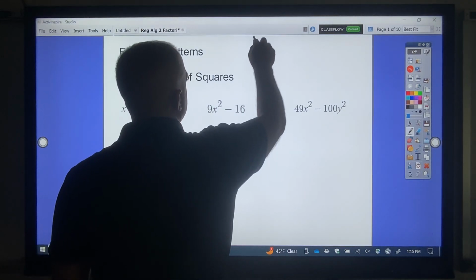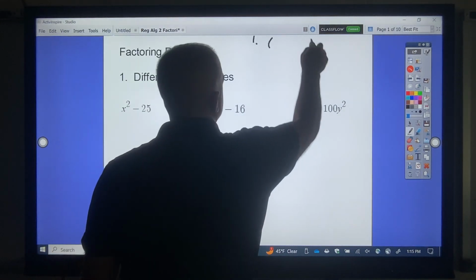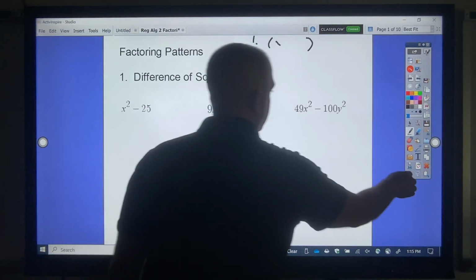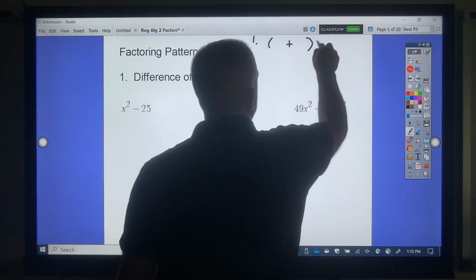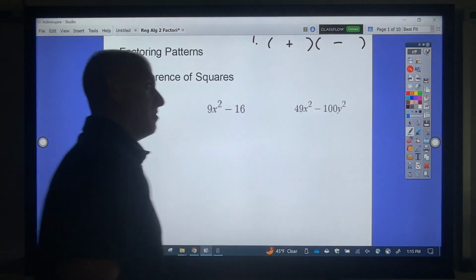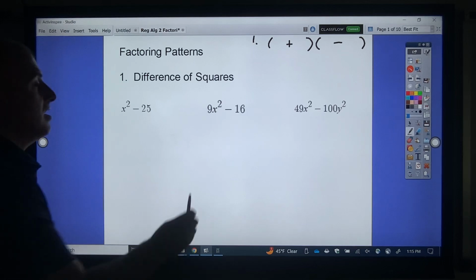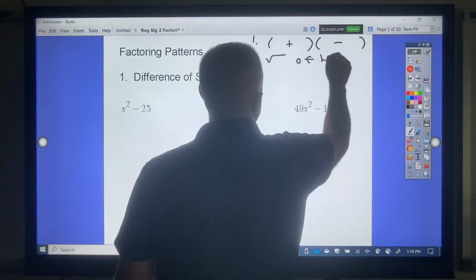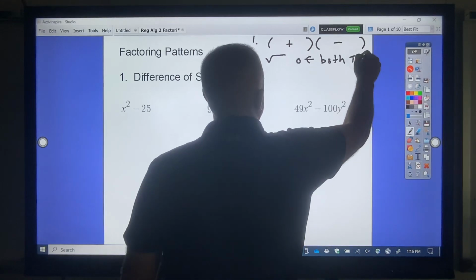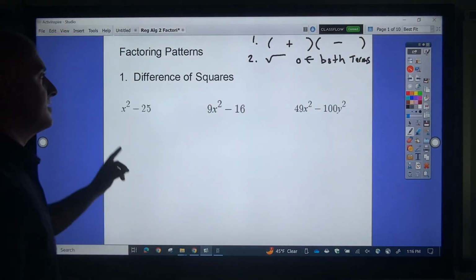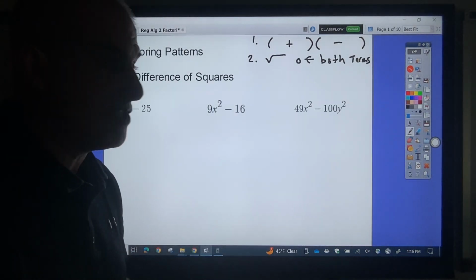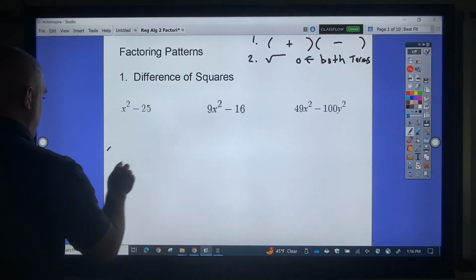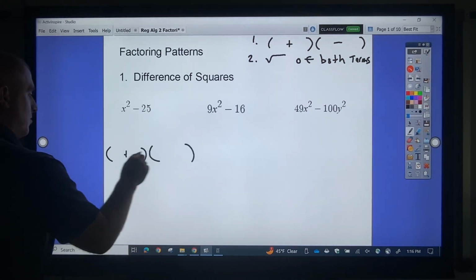And what you have to understand about that pattern is that you're going to have one factor that's a plus and one factor that is a minus. And we'll talk about why in a second. What you're going to want to do is take the square root of both terms. Now, I'm assuming you've already taken a GCF. Okay, so watch. One's a plus, one's a minus.